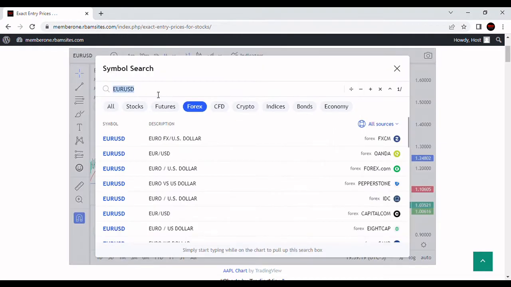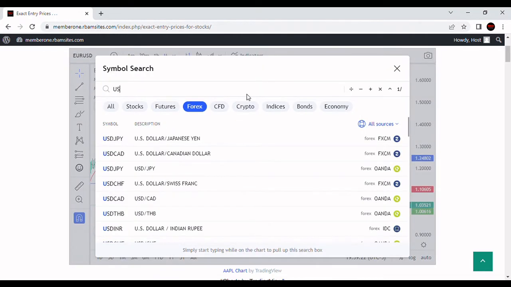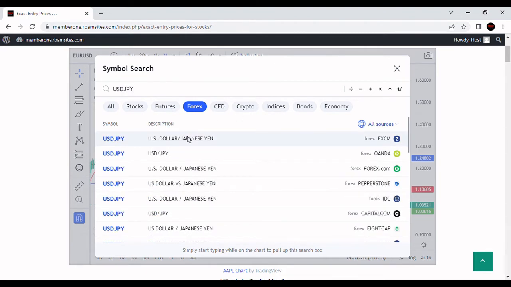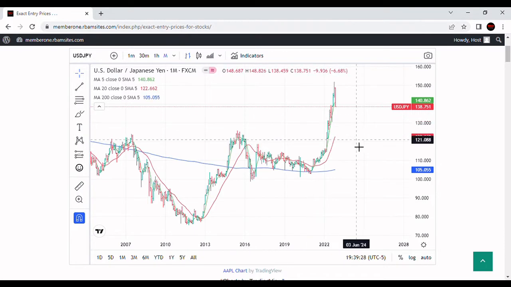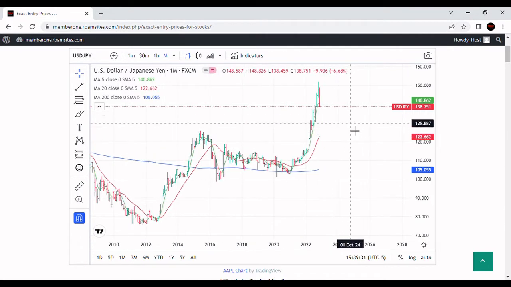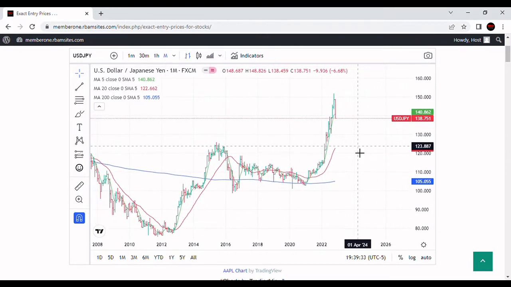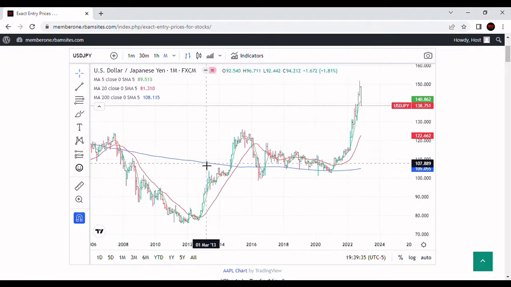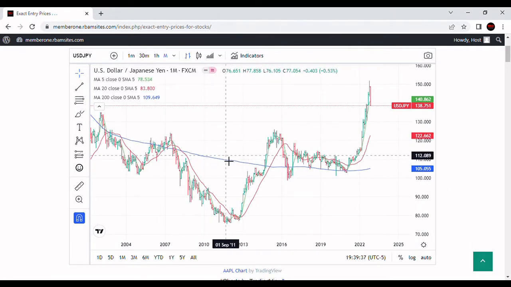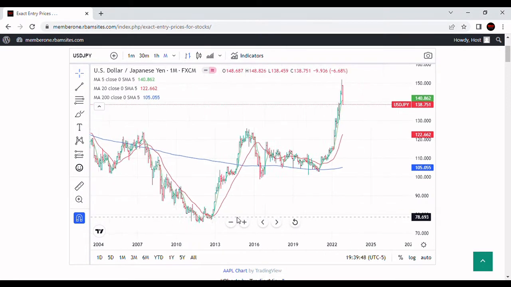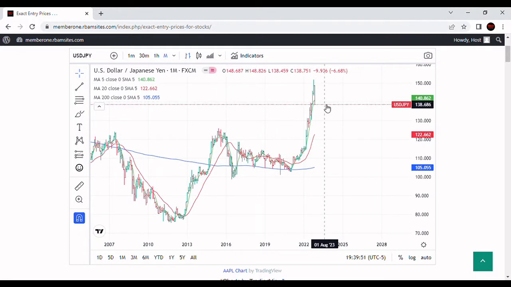Let's take a look at the yen. USDJPY. Monthly chart of the US dollar versus the Japanese yen, and the question is, is the dollar weak against the yen? Well, let's take a look. The monthly chart shows us that all the way back in May of 2011, 77 yen would get you a dollar. Today, it takes 138 yen to get you a dollar.